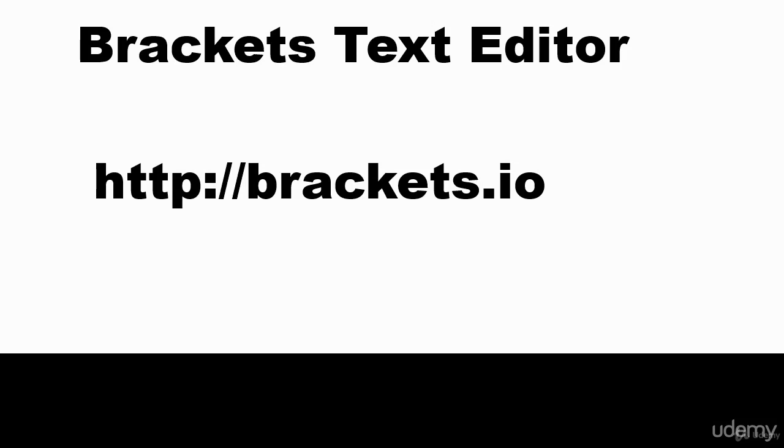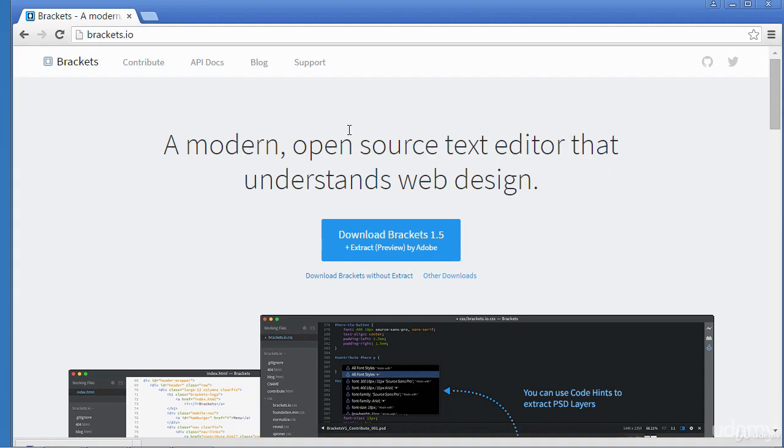Hello and welcome. In this video, I will guide you through how to download and install Brackets text editor. This is a brilliant text editor by Adobe. It is cross-platform, so it will work on a Mac and a Windows machine. You can download it from this installation address here, or just do a Google search on Brackets.